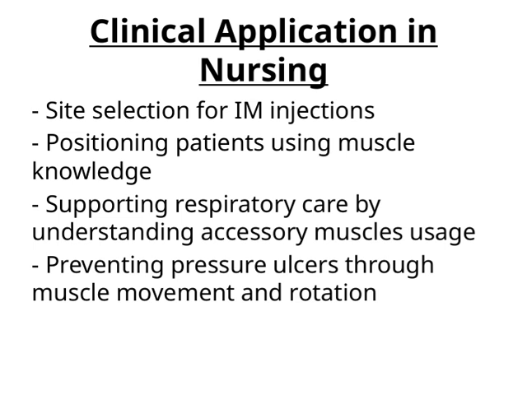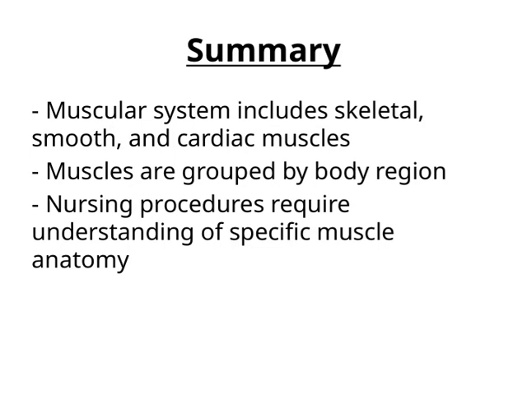The muscular system includes three main types of muscles: skeletal, smooth, and cardiac. Each of these has distinct functions and characteristics that are essential to understanding how the body moves and operates. When we talk about muscles being grouped by body region, it helps us better understand their specific roles and how they interact within different parts of the body.